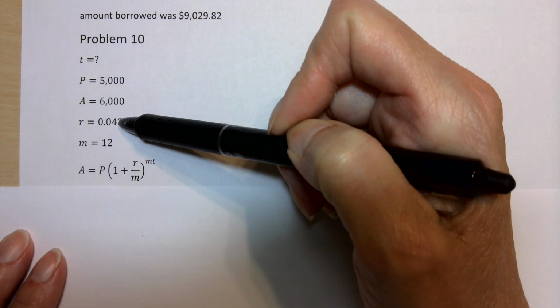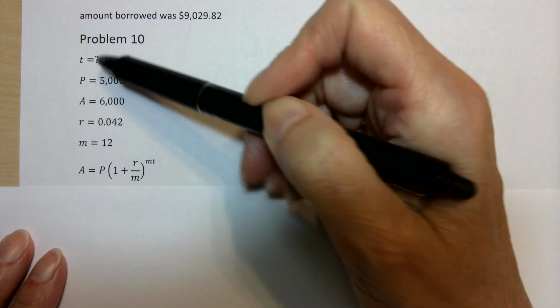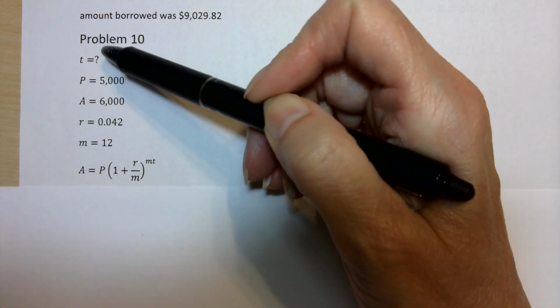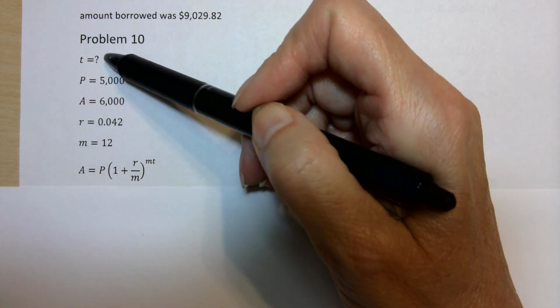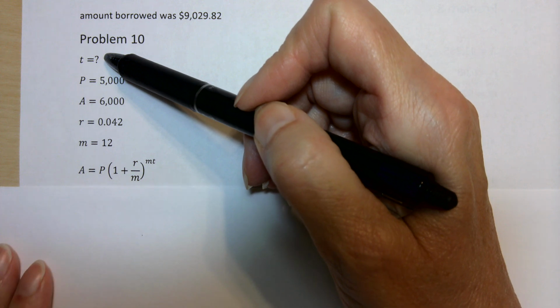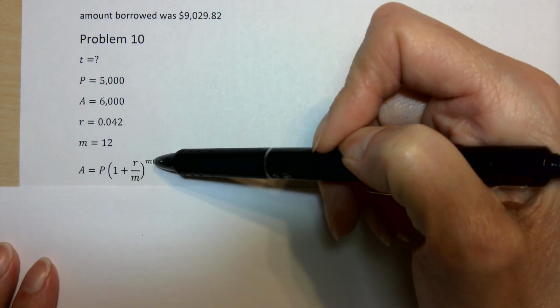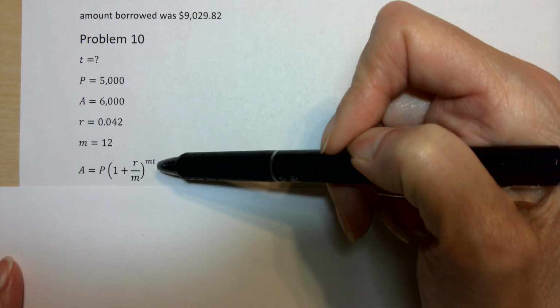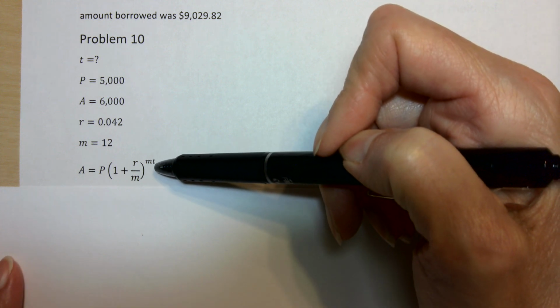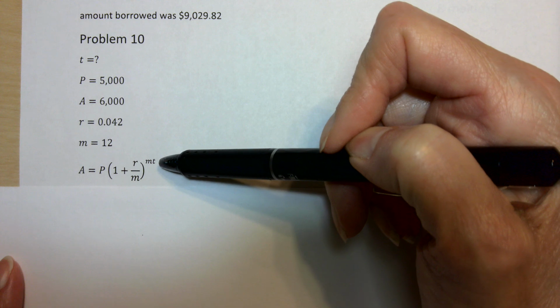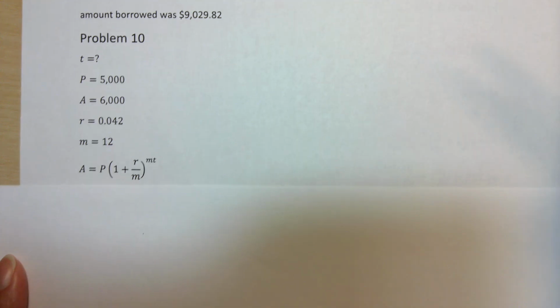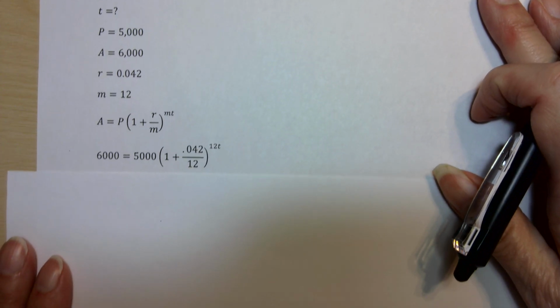It's 4.2% interest, compounded monthly. We don't know how long it's going to take. I do know my answer is going to be in years because time is always in years. So I know that. Here's the formula we were asked to use, and I'm going to substitute in. I have everything except t. So for the first time, we're seeing a problem where we do not know a value of a variable in the exponent. So substituting in, here we go.